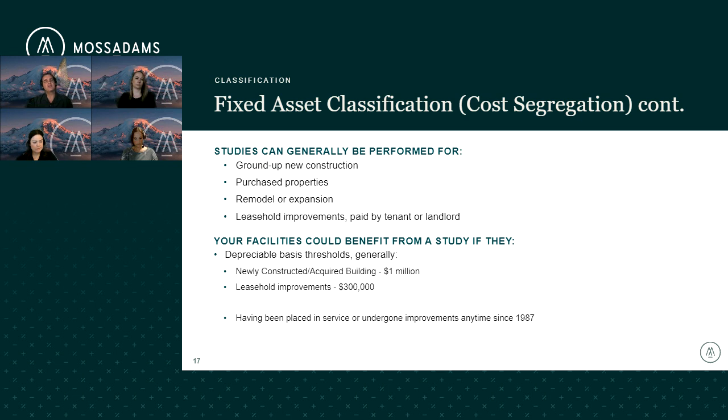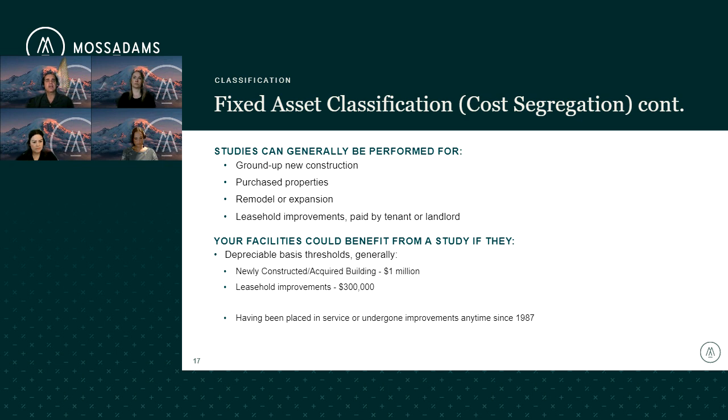General thresholds, these aren't hard and fast rules, but just some parameters. $1 million of depreciable basis for newly constructed or acquired building. That's usually not hard to get to. Leasehold improvements with the bonus depreciation, it can be as low as $300,000 because there's a provision currently where certain real property can be eligible for bonus depreciation. So of the $300,000, sometimes it's worthwhile to do a full study even at that amount.